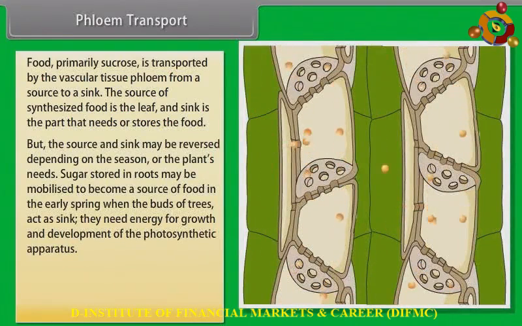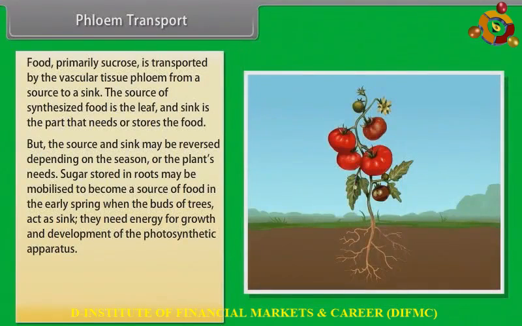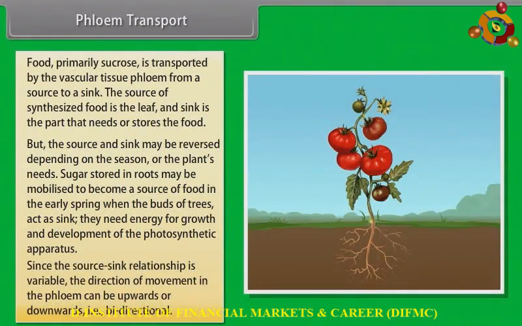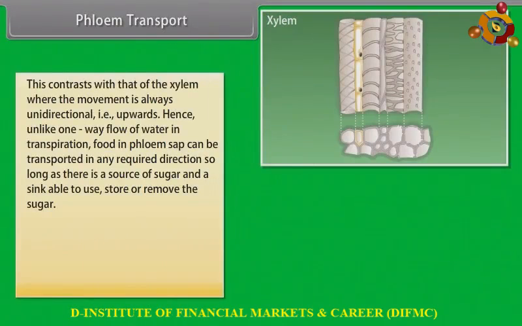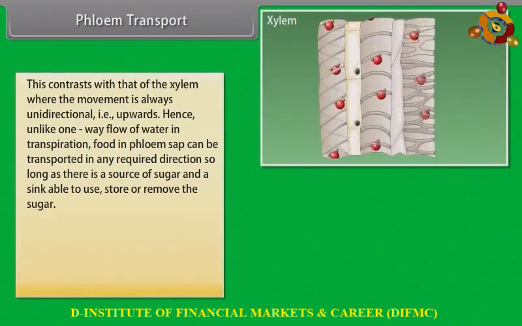Sugar stored in roots may be mobilized to become a source of food in the early spring, when the buds of trees act as sinks. They need energy for growth and development of the photosynthetic apparatus. Since the source-sink relationship is variable, the direction of movement in the phloem can be upwards or downwards, which means bidirectional. This contrasts with that of the xylem, where the movement is always unidirectional, which means upwards.